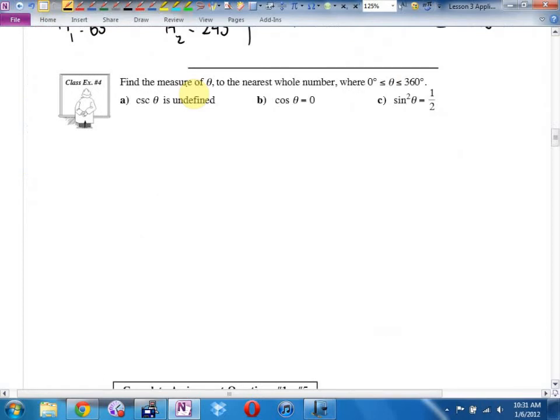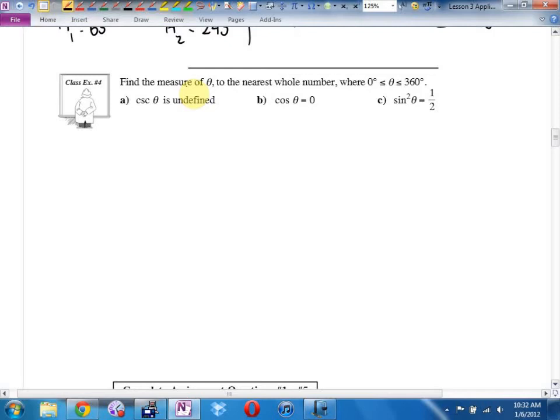Okay, we're going to say theta from now on. Get used to that. Cosecant theta is undefined. This is one of the curveballs. Or if it had said cosecant theta is 0, that would be a curveball. Or if it said cosecant theta is 1 or negative 1. Our CAST rule no longer is going to work. Instead, we're going to have to fall back on x and y and r.